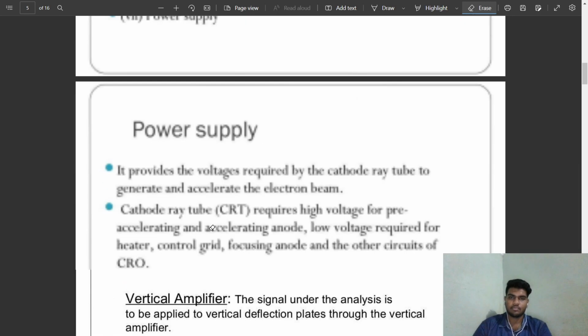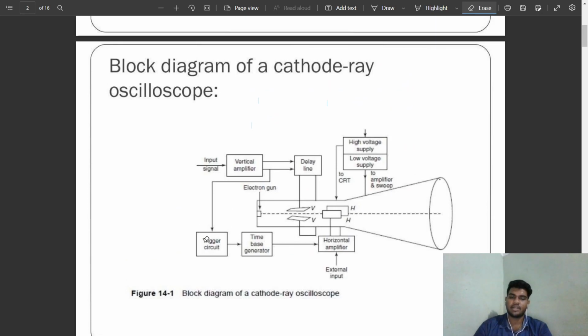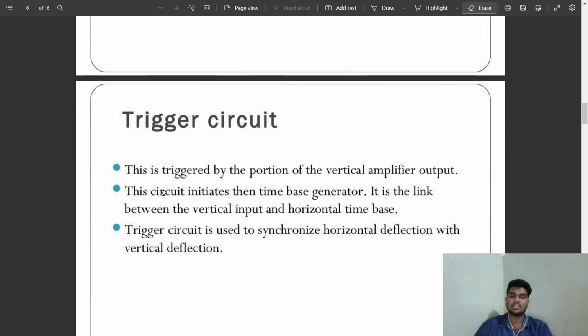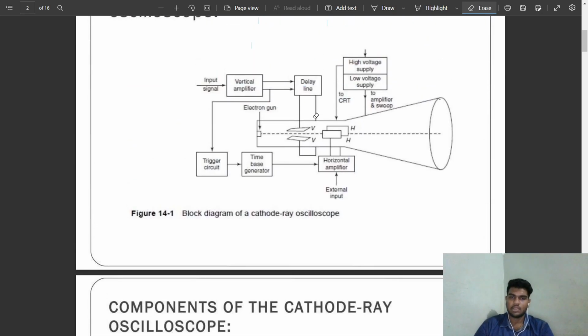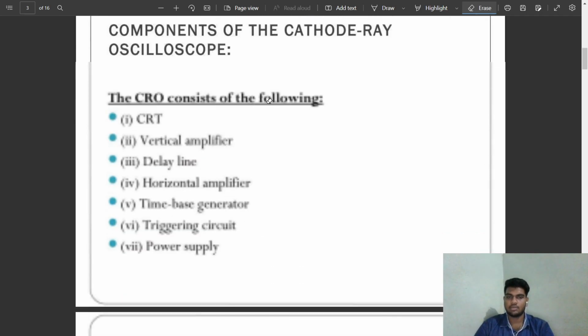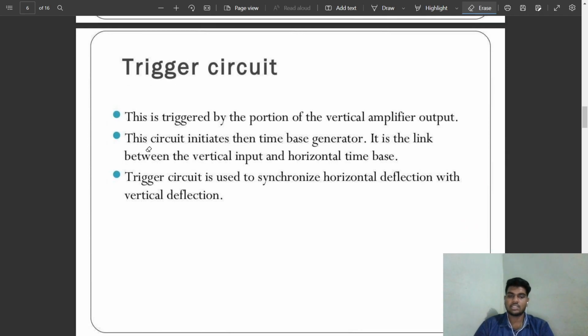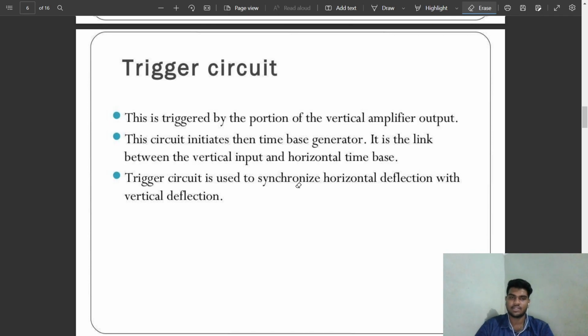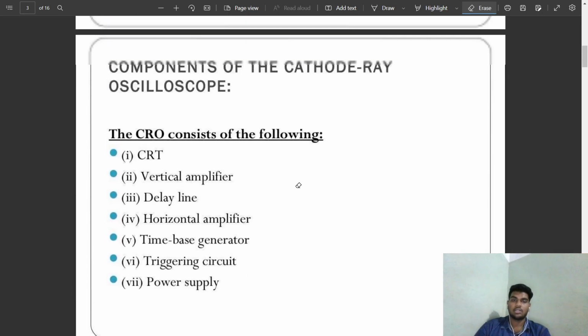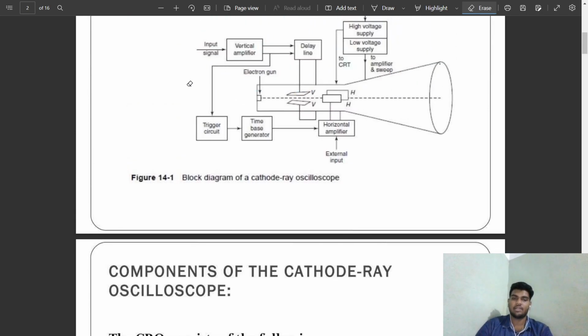What is a trigger circuit? From the vertical amplifier, a portion of the output is given to a trigger circuit. See the diagram. Now this circuit initiates the time-base generator. It is the link between the vertical and horizontal time-base. The trigger circuit is used to synchronize horizontal deflection with vertical deflection. It triggers the time-base generator so that it can transform the vertical signal into the horizontal signal.